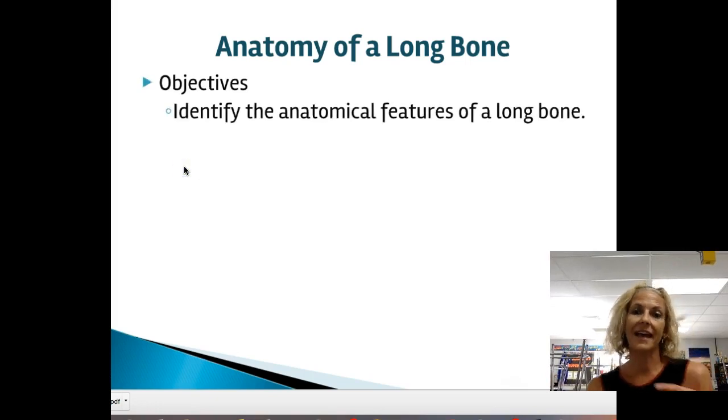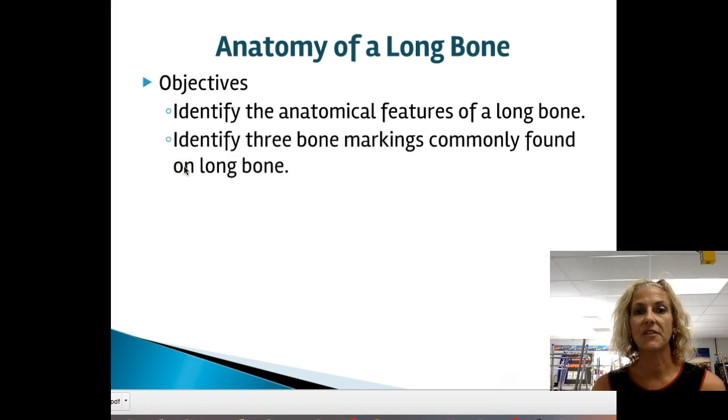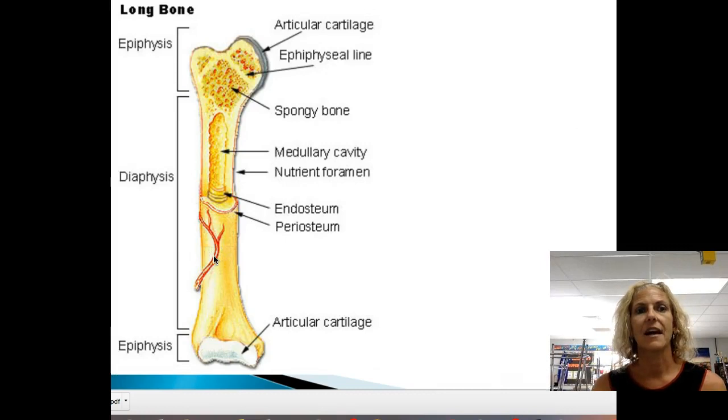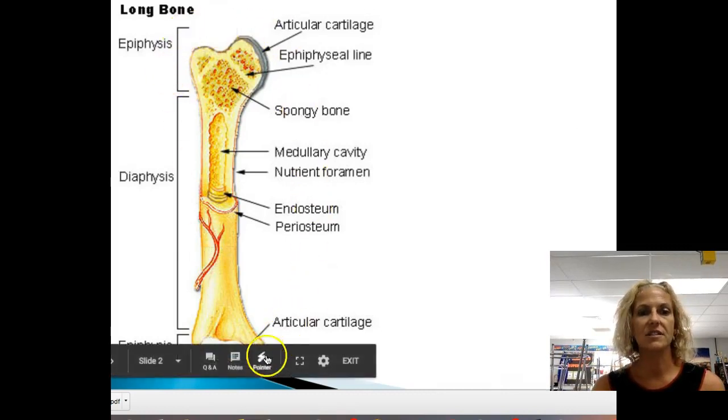As with any anatomical structure lecture, our main objective is to be able to identify structures. So we want to identify some specific features of the long bone. A few bone markings I will introduce that help to participate in joints. So we'll talk about a couple specific joints. First, this is just discussing this graphic basically.